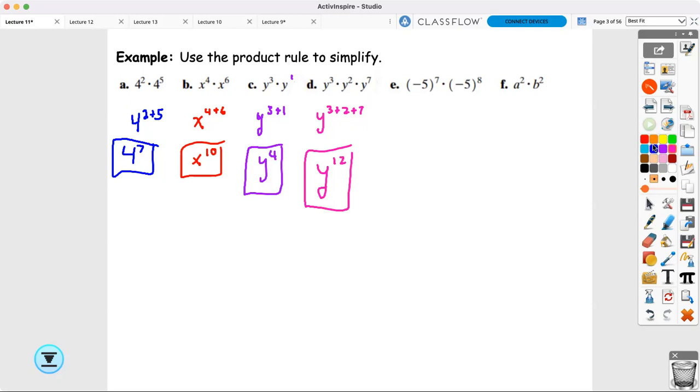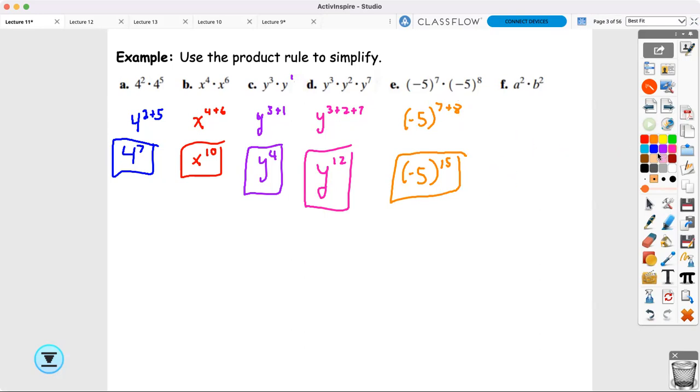And then let's look at E, my base. Look at the parentheses, the behavior of that. It's -5 in the parentheses, so that is the base we're dealing with. And then we are adding the 7 and the 8, which gives us -5 to the 15th power. Notice how I included the parentheses in each of the steps.